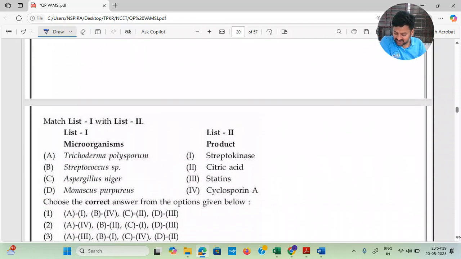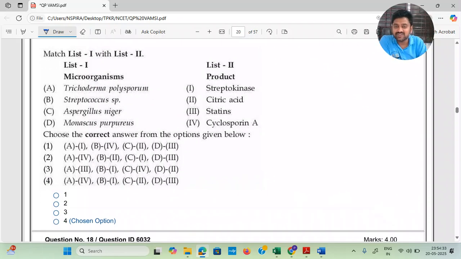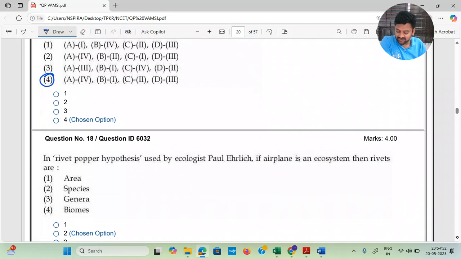Moving to question number 17. Most important common exam which has been asked almost in every competitive exam. Trichoderma polysporum, which is a cyclosporin agent. A should be 4 and Streptococcus. We know that streptokinase is obtained, so B should be 1. So only one option is matching, that is option 4.